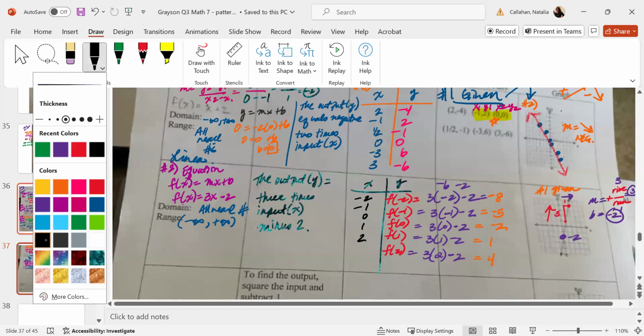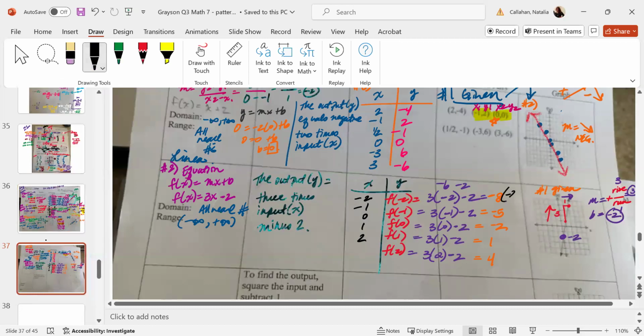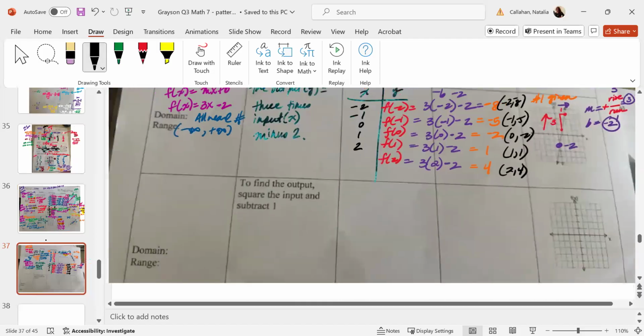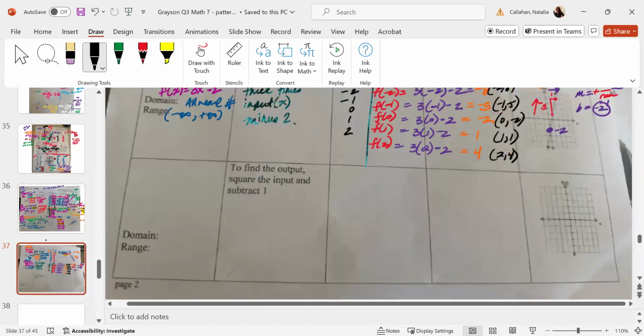What is your first coordinate? Your ordered pair. -2, -8. Keep going. -1, -5. Good. Keep going. 0, -2. Is that all the same? Yes. Good. Let's move on to the next one. Last one.